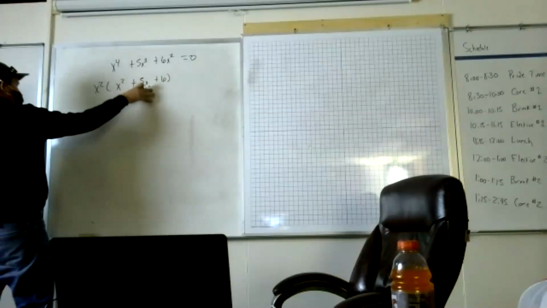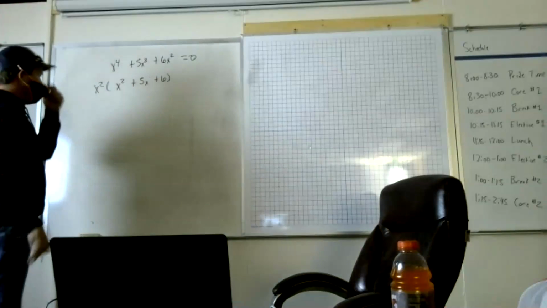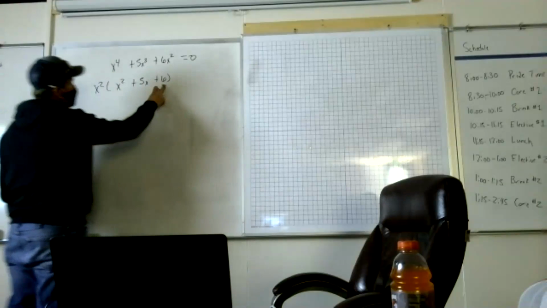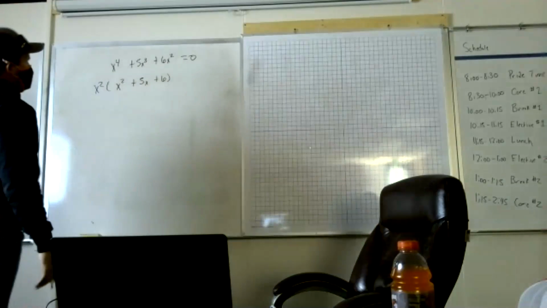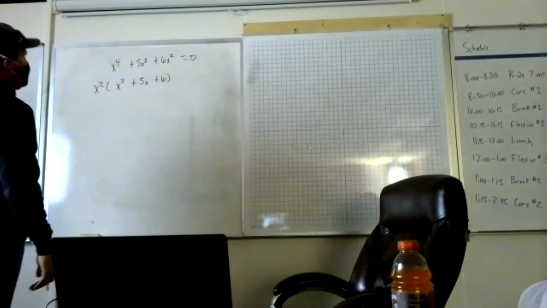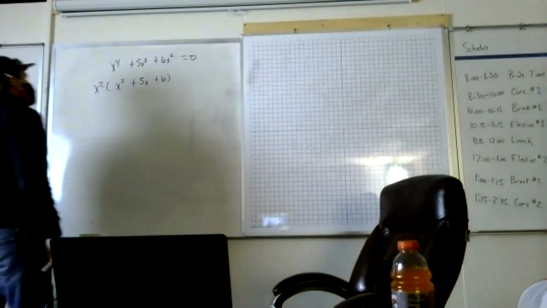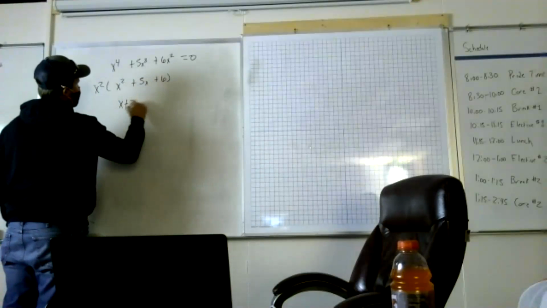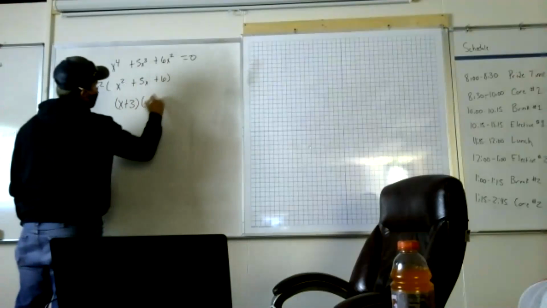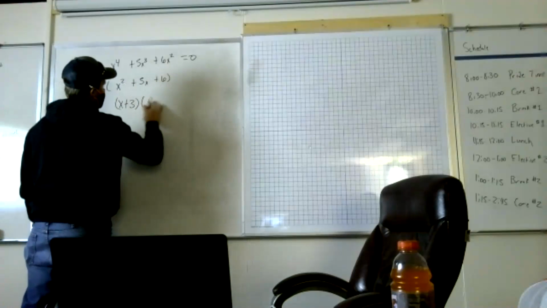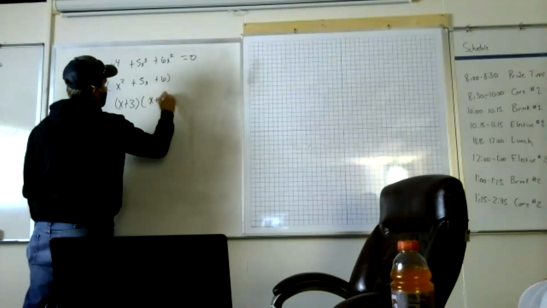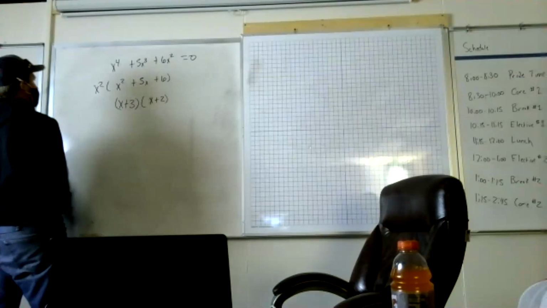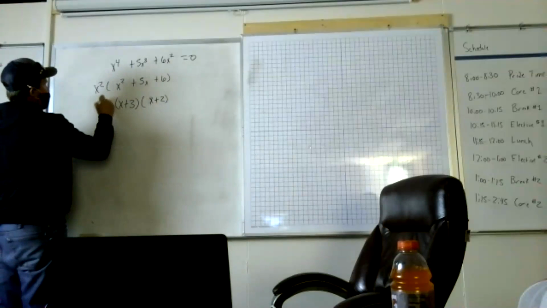And then we're going to factor this trinomial to find our other zeros. Thinking of two terms that multiply to equal positive 6 and add up to equal positive 5. I'm thinking of x plus 3 and x plus 2. 2 times 3 equals 6. 3 plus 2 equals 5. Okay, and this x squared is still here.